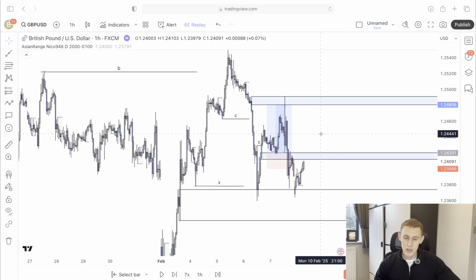But yeah, guys, that was literally everything behind this trade. As you guys know, every one of my trades is exactly the same. This is the same entry model and same set of confluences I use every single time.